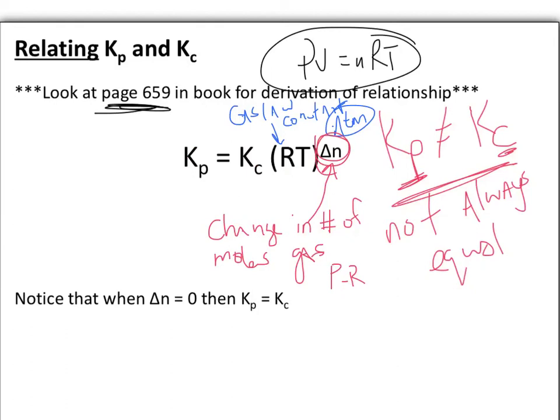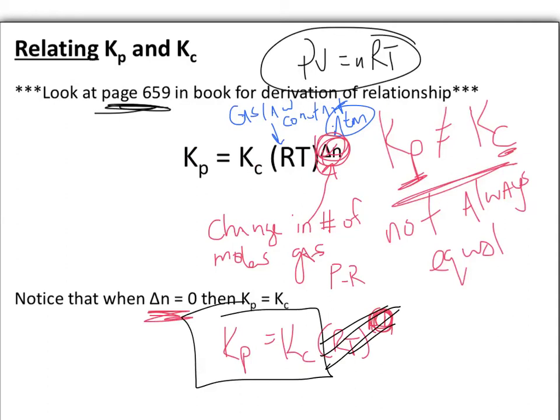Now, one thing I want you to point out is if I end up with a delta n equal to 0, so now I'm down here, my equation, I've got Kp equals Kc times RT raised to delta n. If my delta n is 0, all this stuff goes away. And so at that point, if there's no change in moles of gas from products to reactants, then that's when your Kp is going to equal your Kc, but you've got to be able to look at a chemical equation to figure that out.